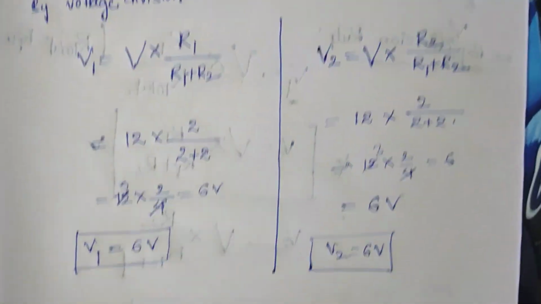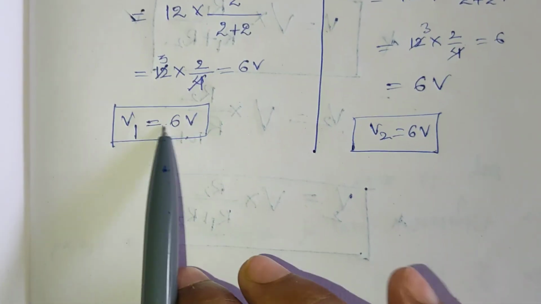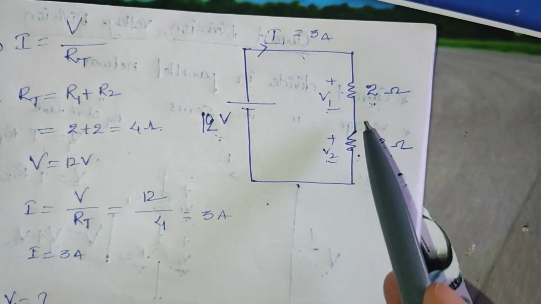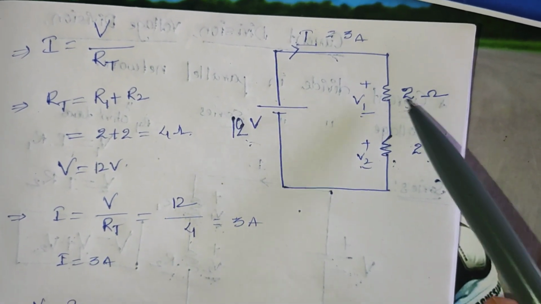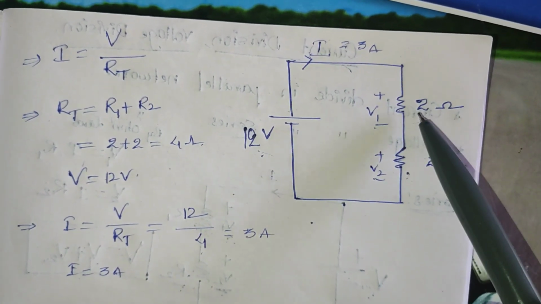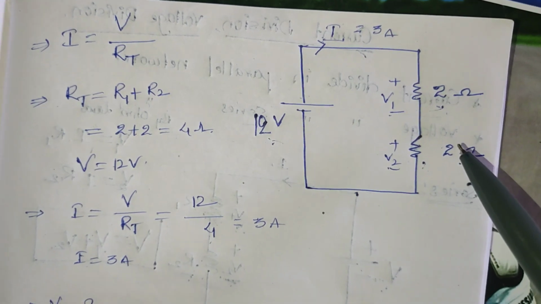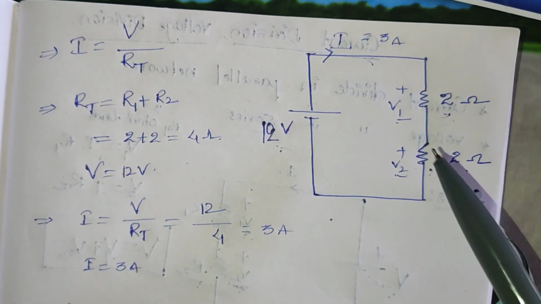You can see the 12 volts is dividing into 6 volts and 6 volts. Here the equal division is happening because the resistors are the same. Same resistors will share the voltage equally. That is the idea. If the resistors are different, the voltage division will be different. They will divide the voltage corresponding to their resistance values. The more the resistance, the more the voltage across it.